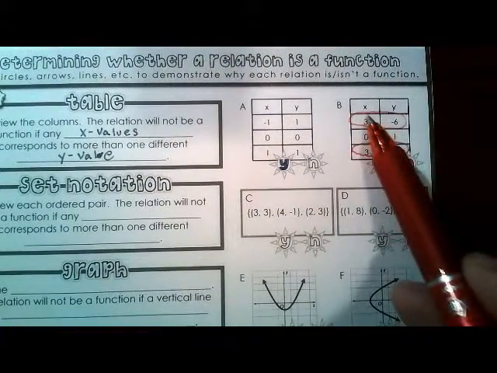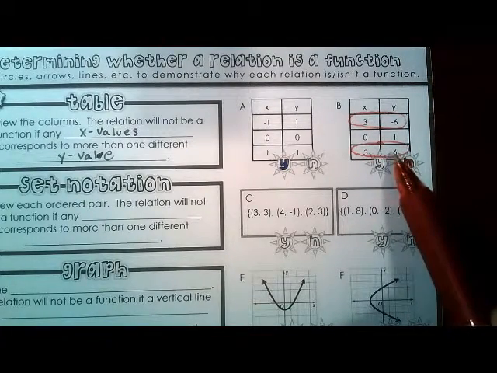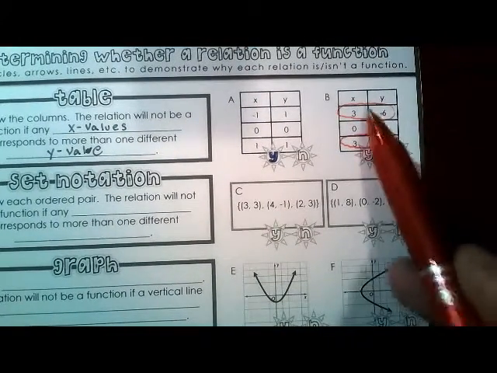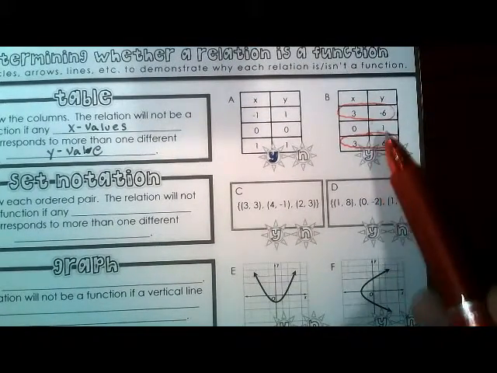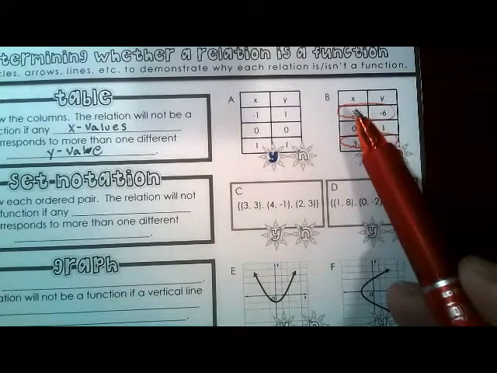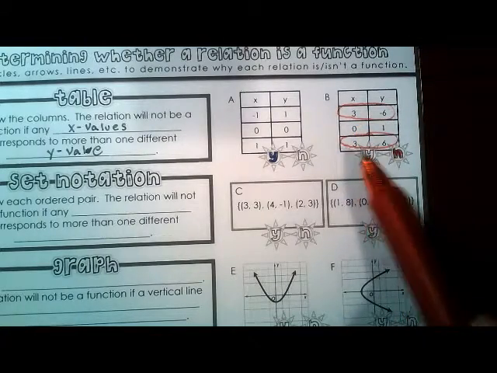Now if this was 3, -6, 0, 1, 3, -6 again, like they just repeated this, it would be a function because 3 just goes to negative 6. They just happen to say it twice. But in this case, right, 3 does go to negative 6 and positive 6, so it's not a function.